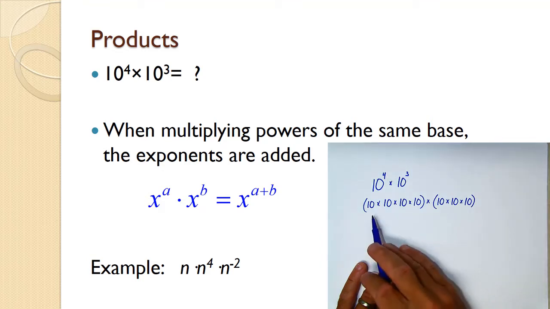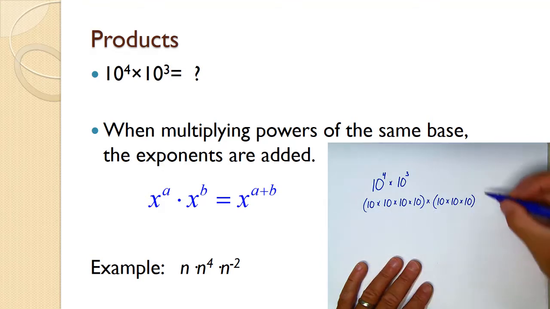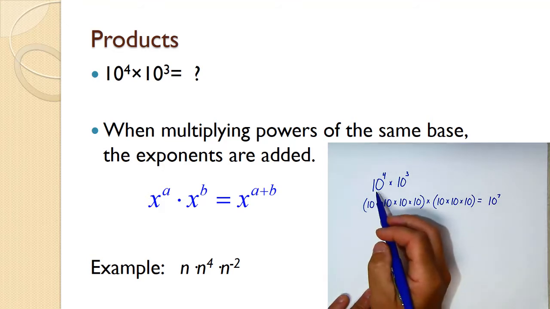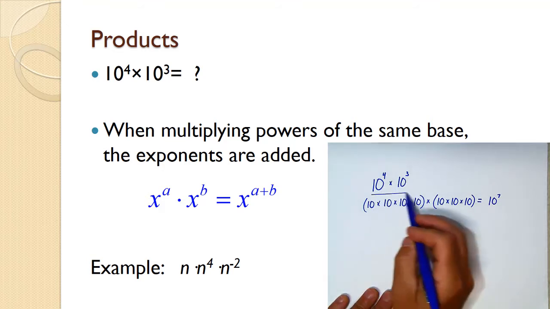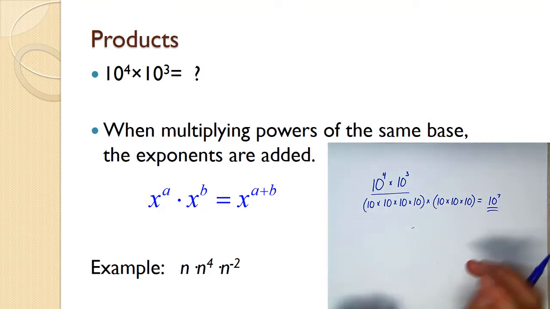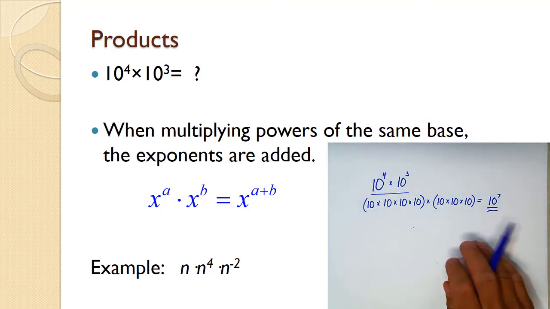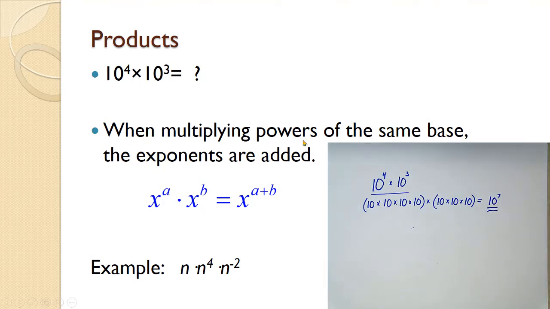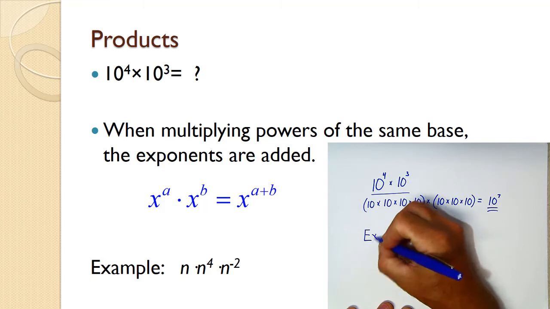If you do that, we've really got 10 multiplied by itself 7 times here, and so we could say that that is 10 to the 7th power. And at that point, you could probably draw a conclusion. If you have the same base with different exponents and they get multiplied together, 10 to the 4th times 10 to the 3rd, that gives us 10 to the 7th. So in general, when we multiply powers of the same base, we can simply add those exponents together. X to the a times x to the b is x to the a plus b. That's our first property.